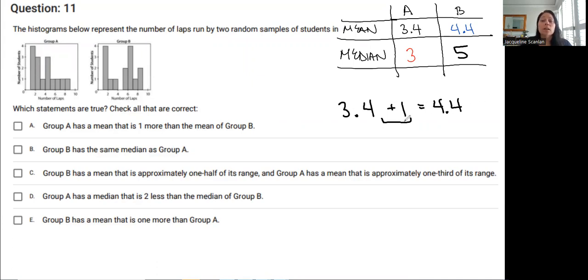Yes, I could do this on a calculator, and I can do 3.4 plus 1, and I'll see if I get 4.4. And I do. That's a true statement, so A is correct.